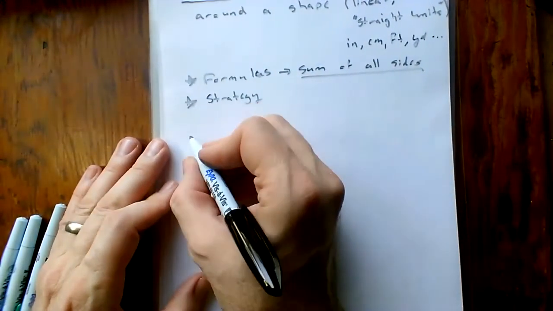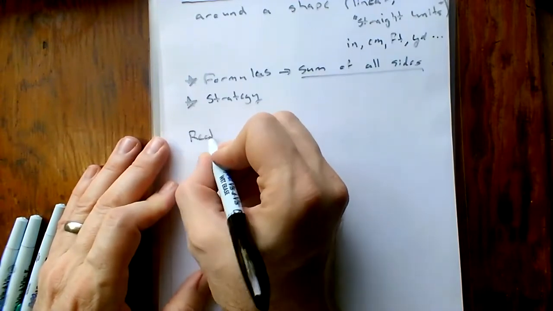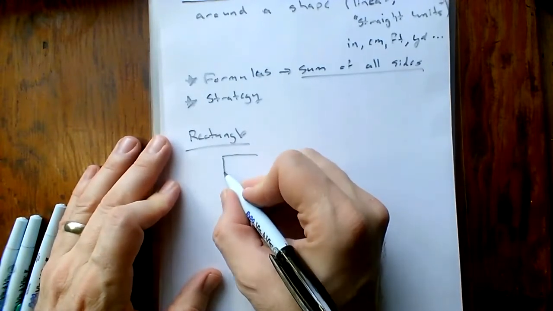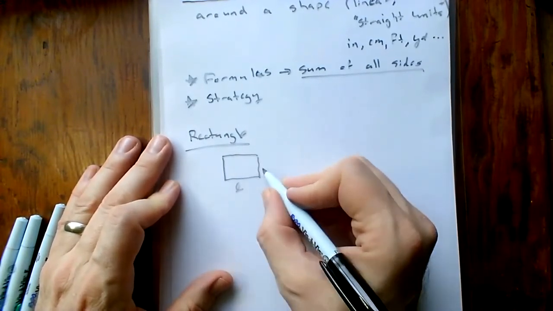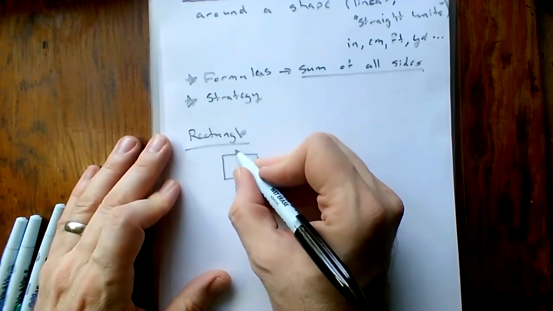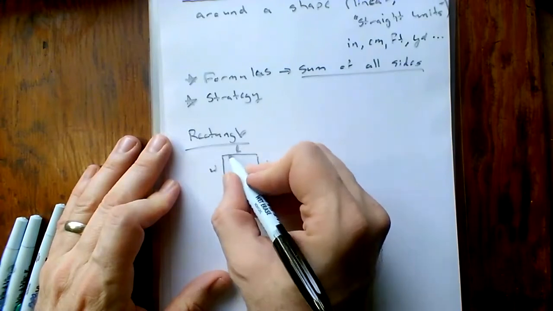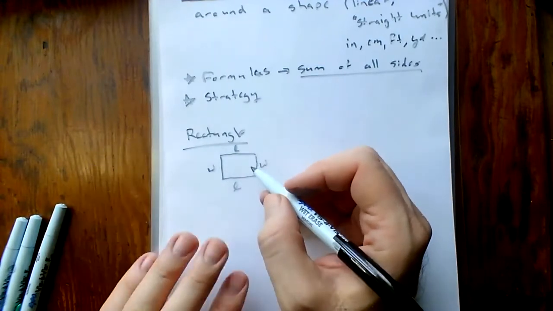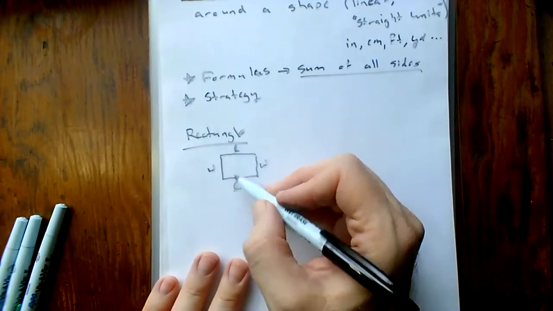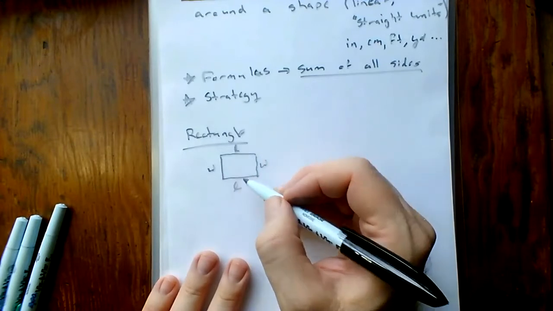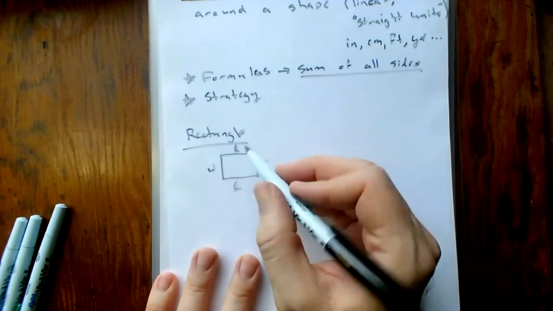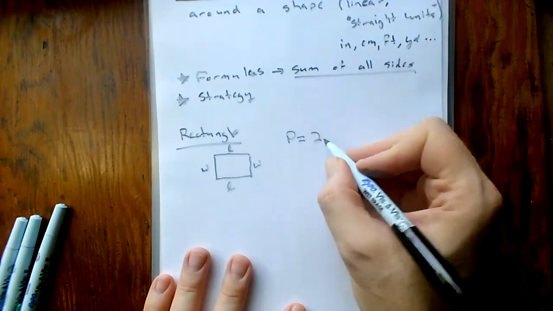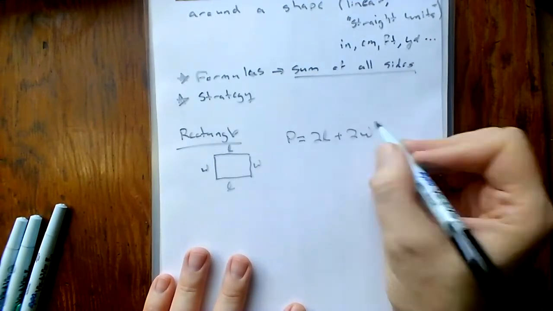Now, let's start with our most basic one, say a rectangle. With a rectangle, I've got four sides. I'll have length and width, and my parallel sides, of course, are equal. So these two sides are going to be equal, and these two sides are going to be equal. When I add up all four of these sides, I'll be adding my length in there twice, and I'll also be adding my width there twice. So my perimeter is going to be 2 times the length plus 2 times the width.